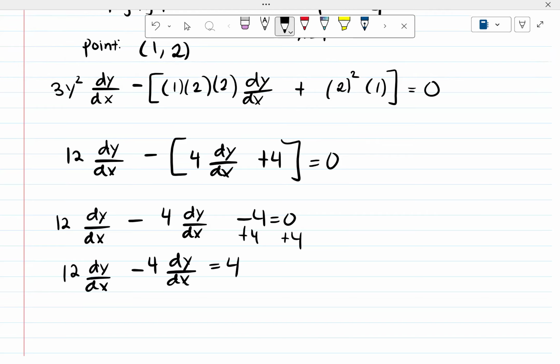And then what you could do is factor out, see how they both have a dy dx, you can factor out a dy dx, you can also factor out a 4. Actually, you can combine them. What's 12 dy dx minus 4 dy dx? It's 8 dy dx equals 4, and then get rid of the 8 by dividing by 8 or multiplying both sides by 1/8. And you get dy dx equals 1/2.